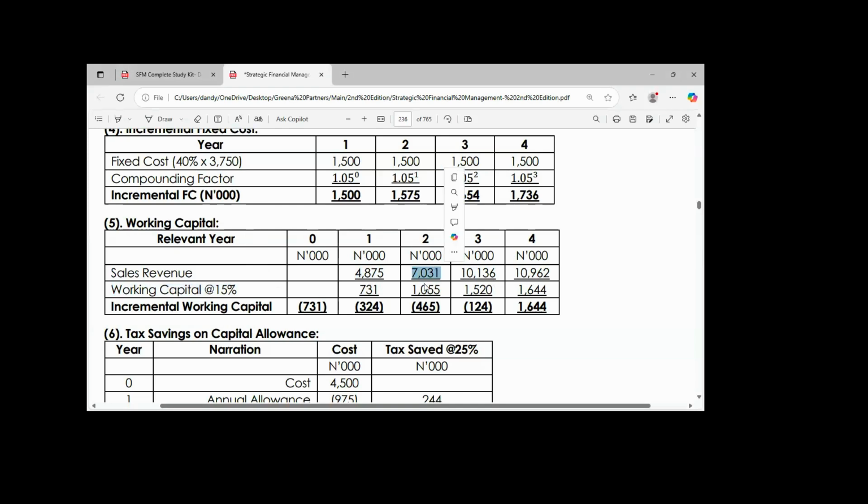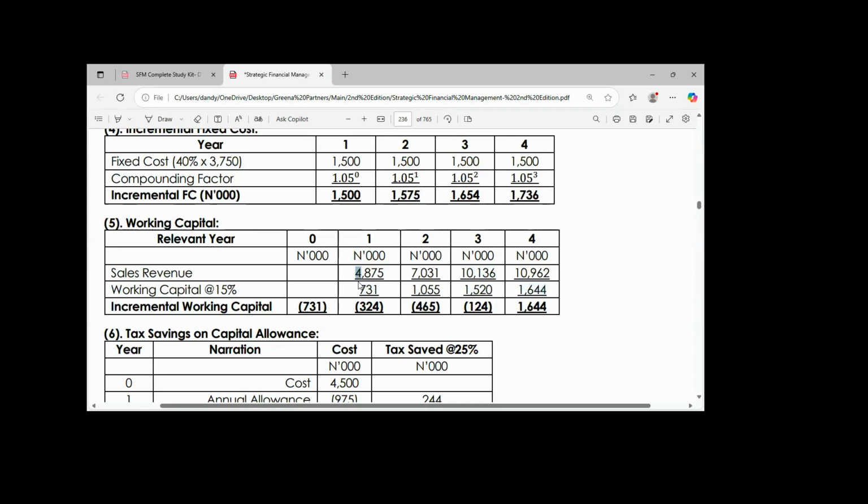15% of 70.31 will give us 10.55. 15% of 10.136 is 15.20. Then 15% of 10.962 will give us 16.44. You will notice that working capital has increased from 731 to 1644. So meaning that you need to determine the incremental working capital.